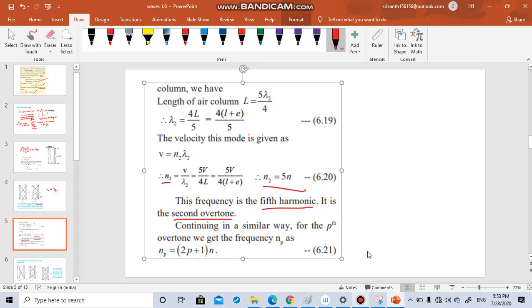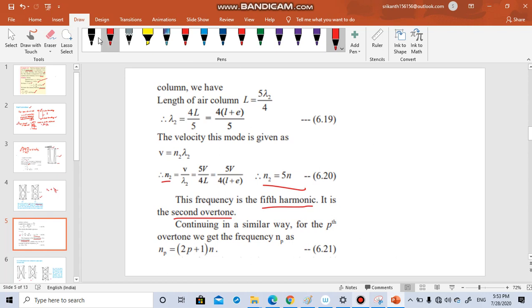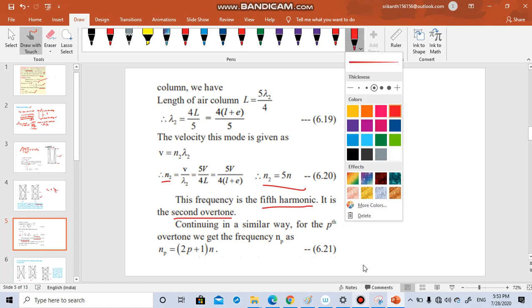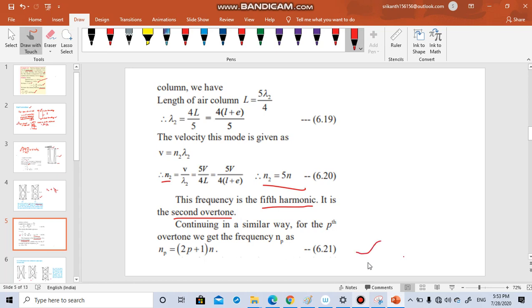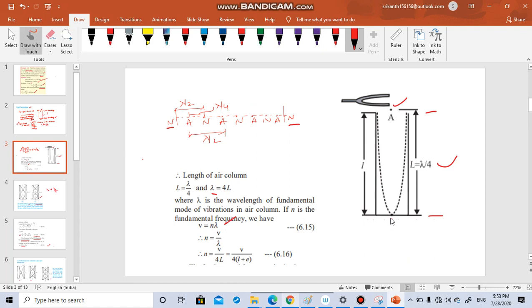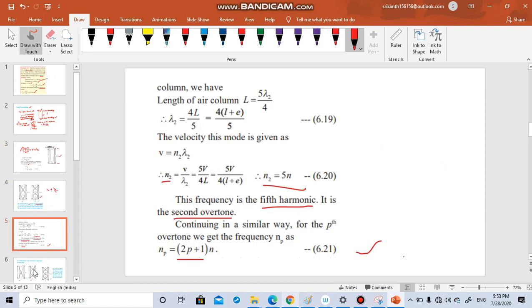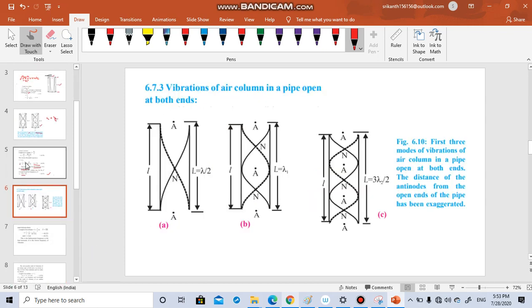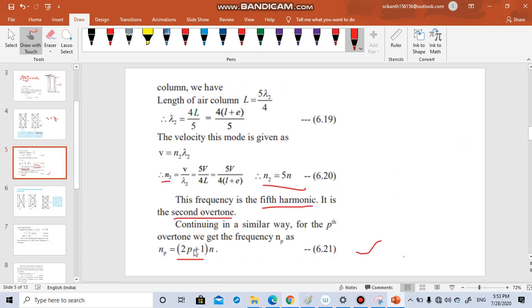This is the general formula. N of p is equal to 2p plus 1. For which one have you derived this? You have derived it for one end fixed and another end free. So this you need to remember.